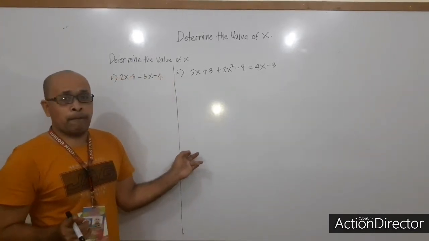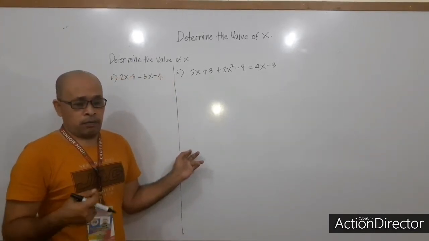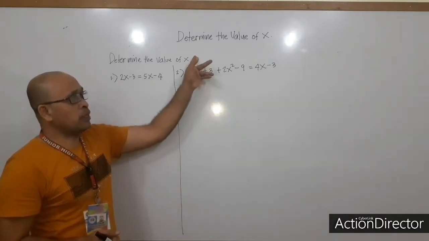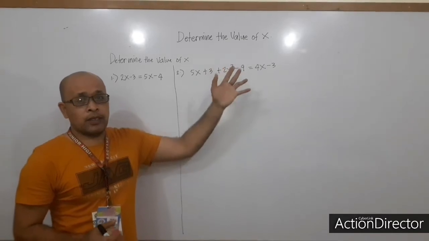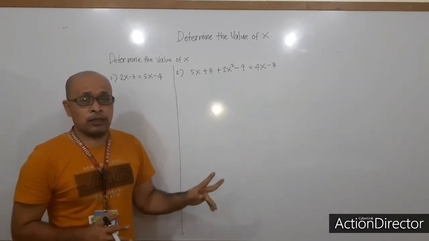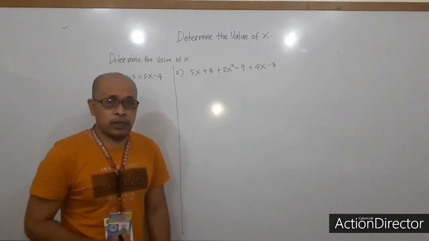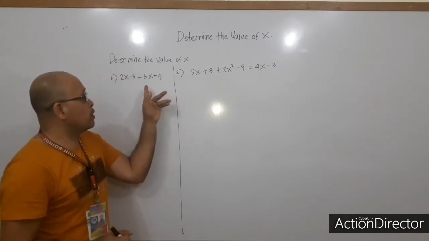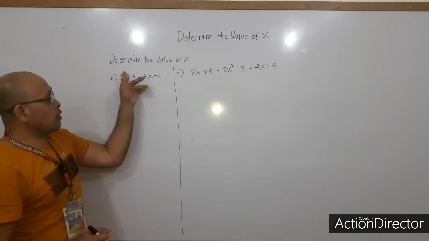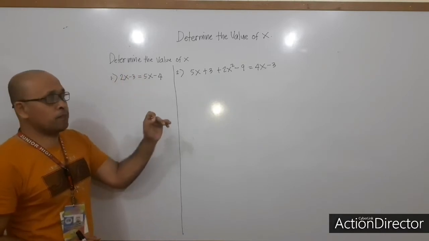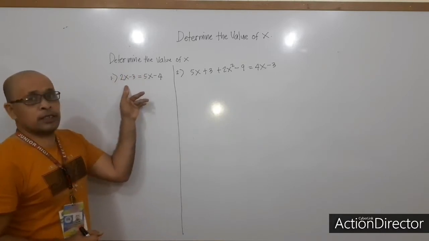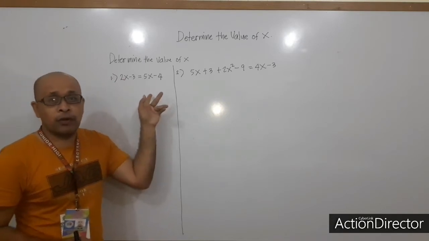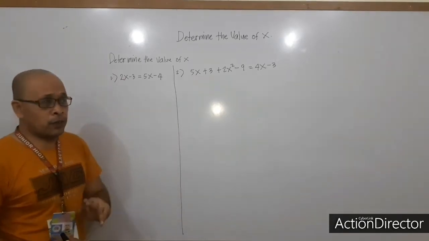Supposedly, in your mathematics class, you are asked to determine the value of x. This time, I will be presenting two different equations. First, let's begin with the linear equation. So determine the value of x. For example, you have 2x minus 3 equals 5x minus 4. So do not be confused.